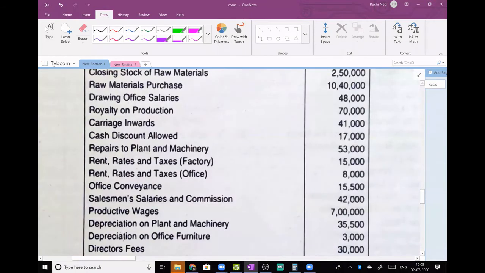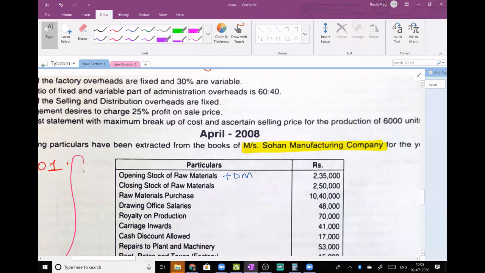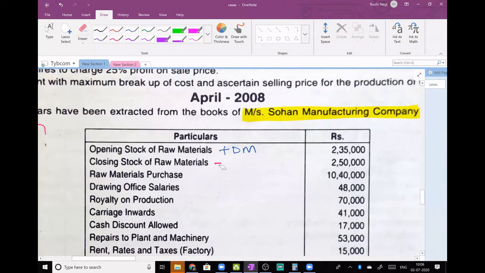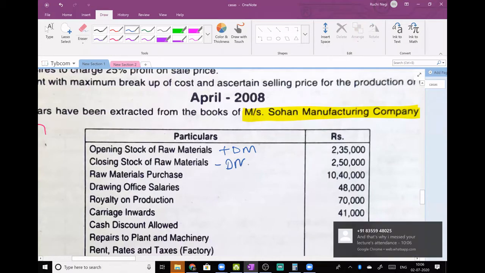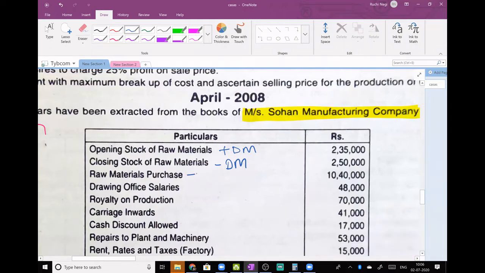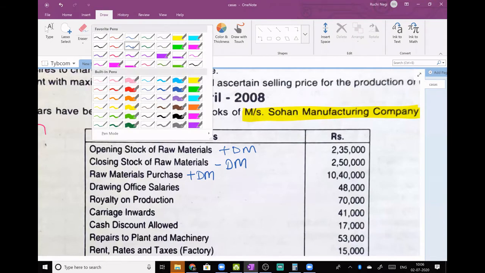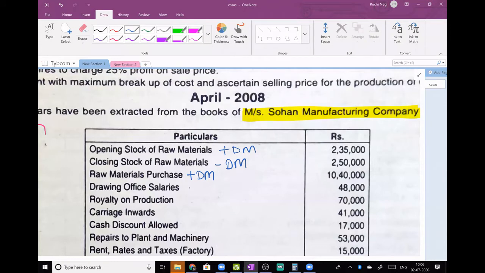Add to direct material. Next, closing stock of raw material, less from direct material. Or raw material, also you can say it's one and the same. Or raw material purchase, add to direct material. Drawing office salary, this we had discussed. This is obviously factory overheads. You can write F or you can write FOH. Then royalty on production is my direct expense. Carriage inward is my expense related to raw material, so it will be added to raw material formula.